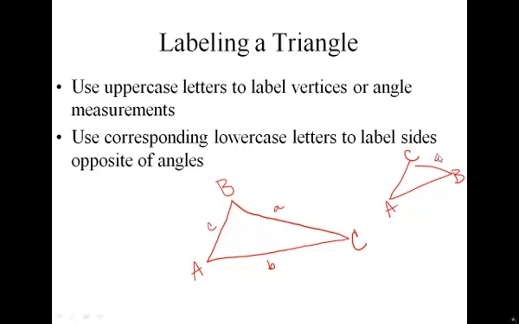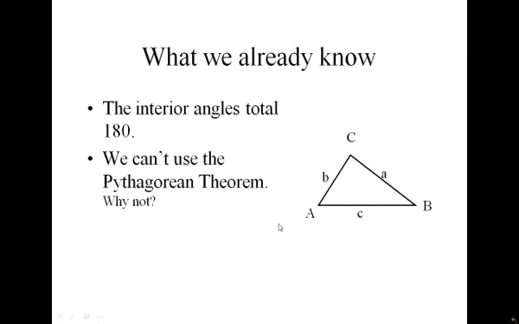So same thing over here, we have little a because it's opposite of the big A, little b, and little c. This setup, when you label these correctly, will really help you with the law of sines, otherwise your ratios will get mixed up. Alright, some things that we already know. The interior angles total up to be 180. And now when we're studying these oblique triangles, we cannot use the Pythagorean theorem anymore. Why, you might ask? Well, the Pythagorean theorem was specifically a leg squared plus a leg squared equals a hypotenuse squared. And by definition, a hypotenuse is going to be the side opposite of the right angle.